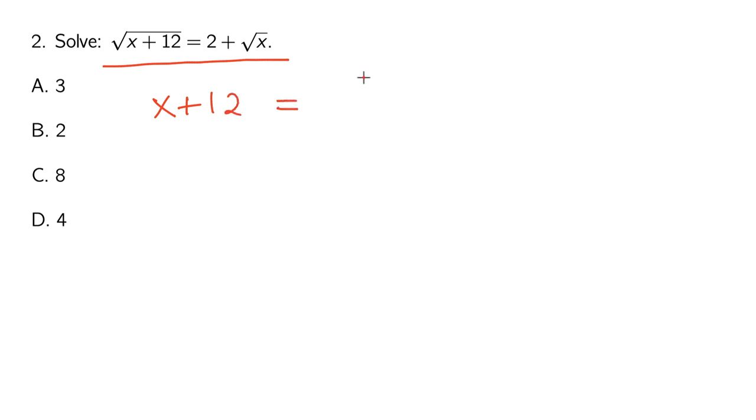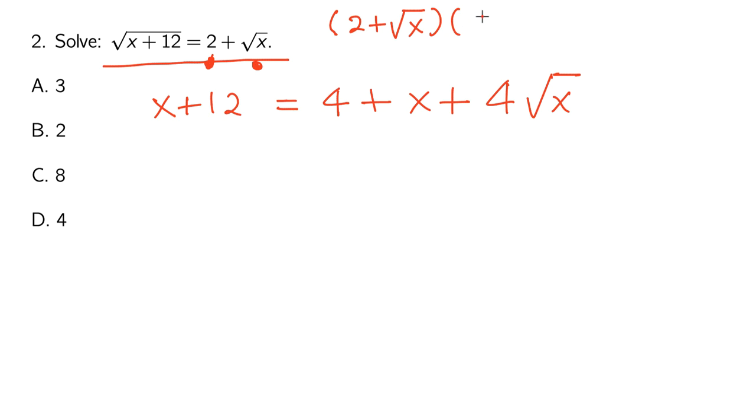When we square the right-hand side, we get 4, which is 2 squared, plus the square root of x squared, which will give us x. And then we can write twice 2 times square root of x. Now 2 times square root of x times 2 is 4 times square root of x. So this is what we get when we square the right-hand side. Knowing how to square binomials this way is one of the techniques you have to know for this exam.